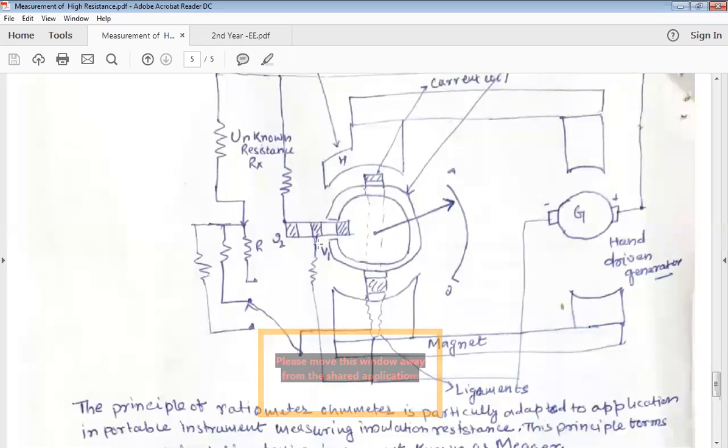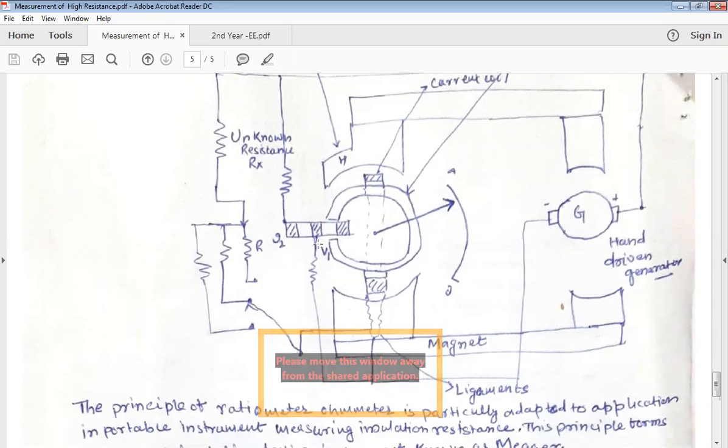So when the current coil is carrying a current and the voltage coil is carrying the voltage, due to the current coil and voltage coil there is torque produced, and that torque rotates the pointer, and finally at the steady state condition, the value of the pointer indicates the value of the unknown resistance.